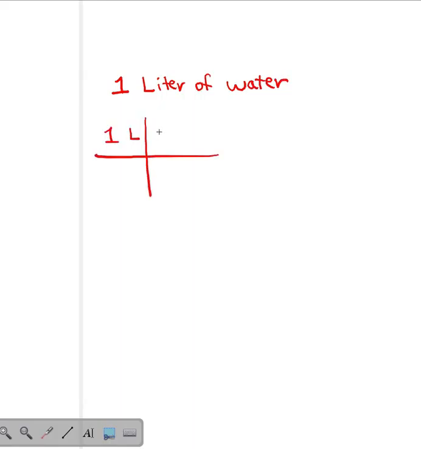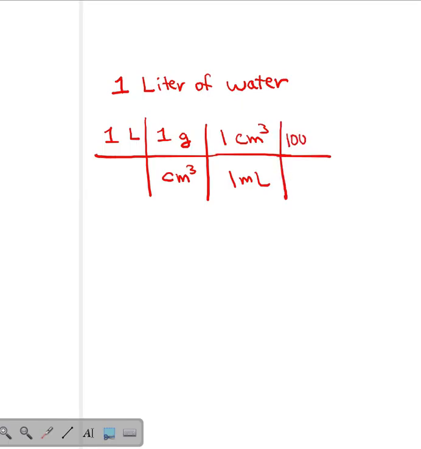So we set up this little form here, and you know that there's 1 gram per cubic centimeter, but hopefully you will know that there's 1 cubic centimeter per milliliter, and that there's 1,000 milliliters per liter. And so these things cancel out. The cubic centimeter in the denominator and the cubic centimeter in the numerator cancel out. Same thing here and here, and here and here. And so your answer is going to have the units of grams, which is, of course, 1,000 grams.